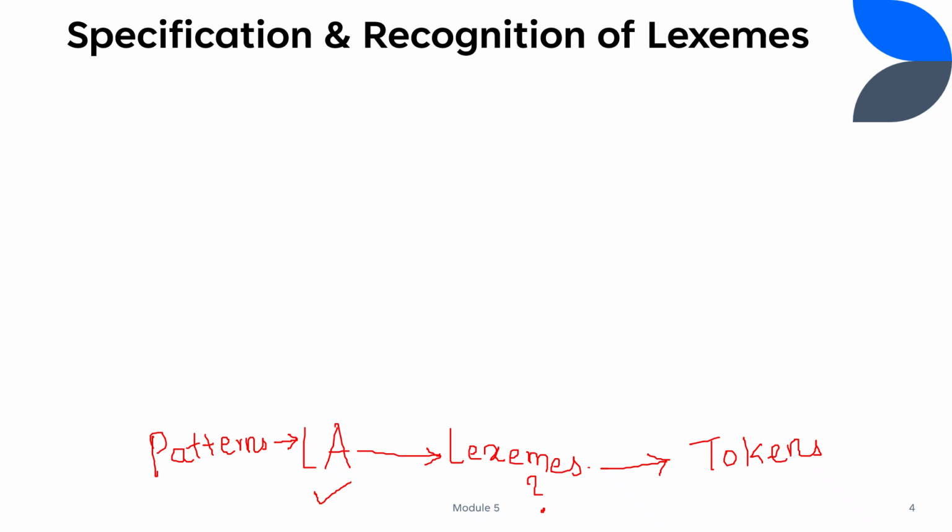And how are these patterns written? These patterns are written using regular expressions. It is the regular expression which helps us to define various patterns. Using these patterns, the lexical analyzer will identify lexemes, and then these lexemes will be converted into tokens by my lexical analyzer. So let us understand how these regular expressions are written.